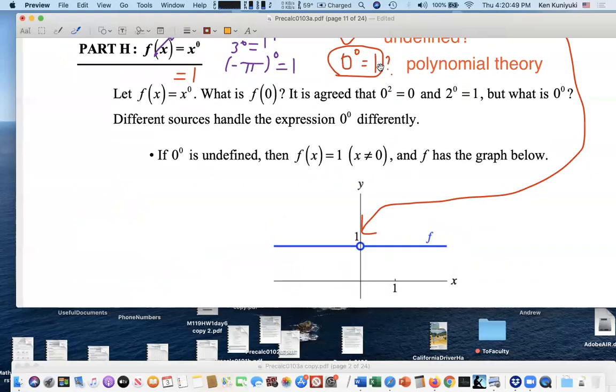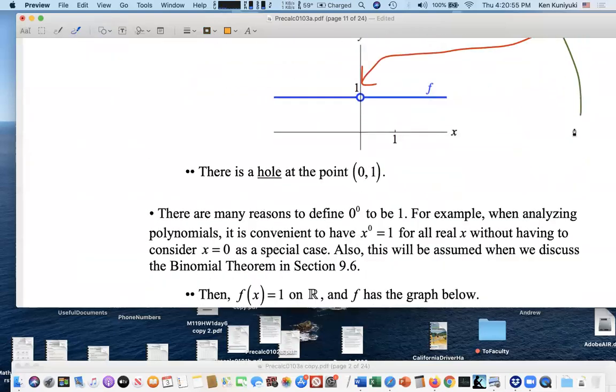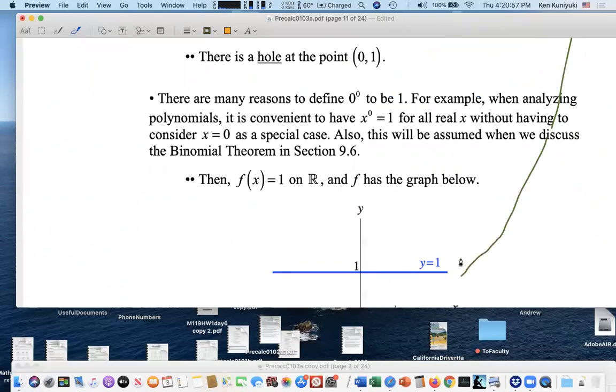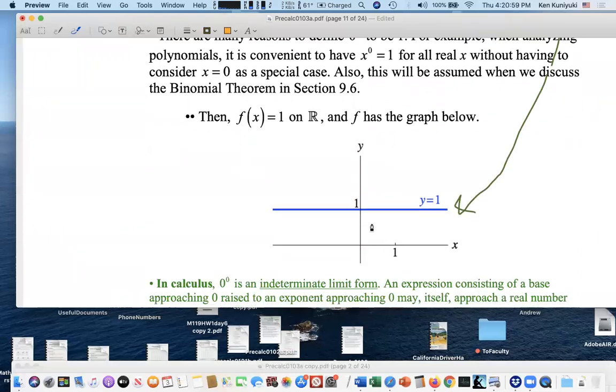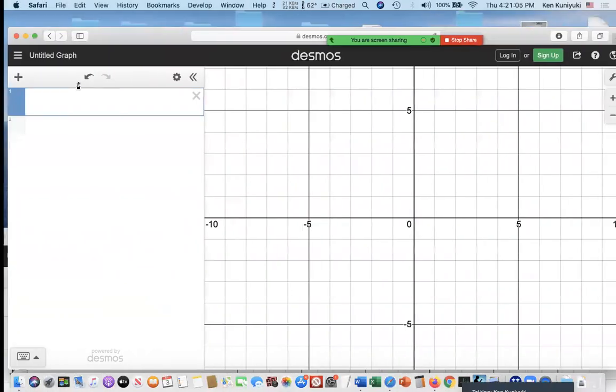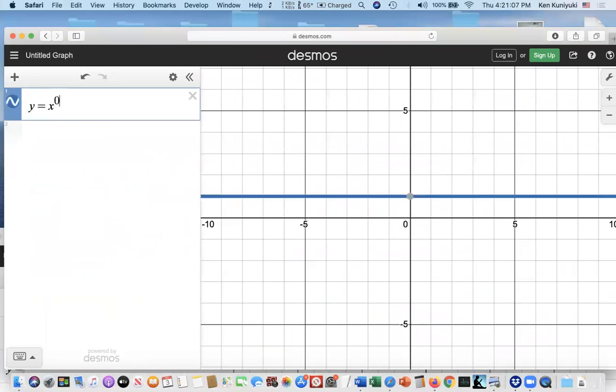If you define 0 to the 0 to be 1, however, then you can spackle in that hole and just get your usual line, y equals 1. Desmos, for example, when you graph y equals x to the 0, it basically graphs y equals 1, and it appears to define 0 to the 0 to be 1 on Desmos.